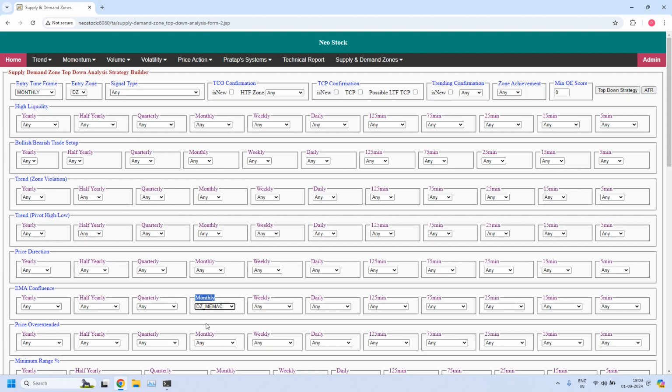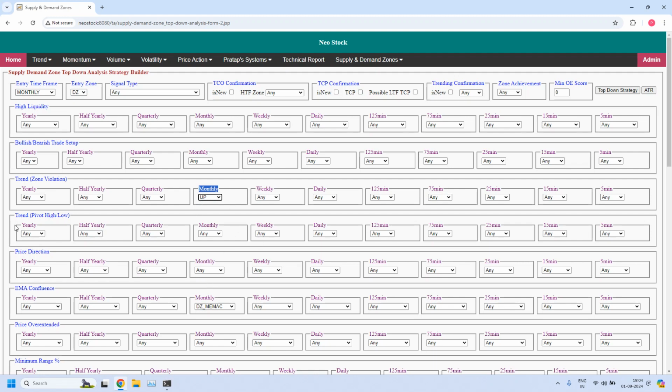But the trend should always be uptrend, because in the trending market only EMA confluence makes sense. In the ranging market it doesn't make sense. That's why again in downtrend it doesn't make sense. In uptrend it makes sense. That is the reason why, trend based on zone violation in monthly time frame, I am selecting uptrend. So the zone is uptrend and this is having EMA confluence. Whatever zones you are displaying, you can use them as either HTF zones or ITF zones, depending on your trade plan.